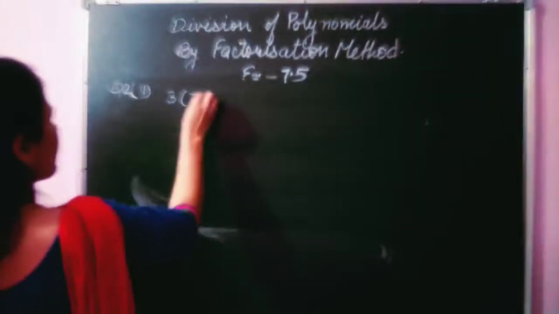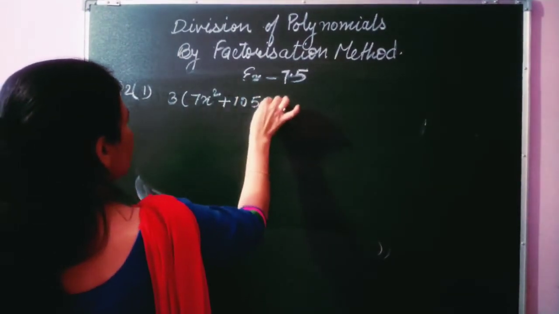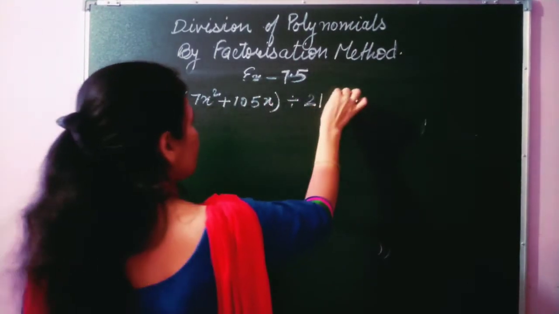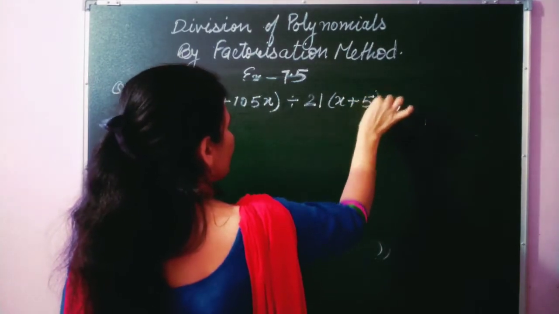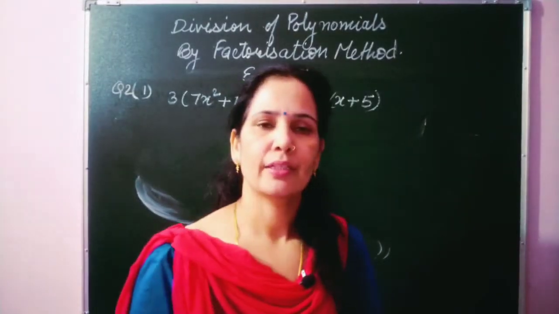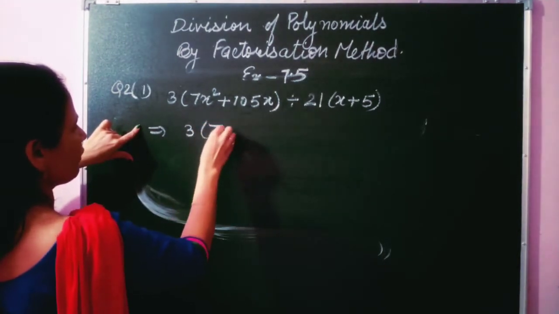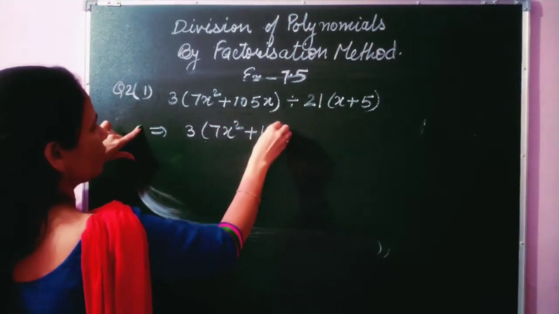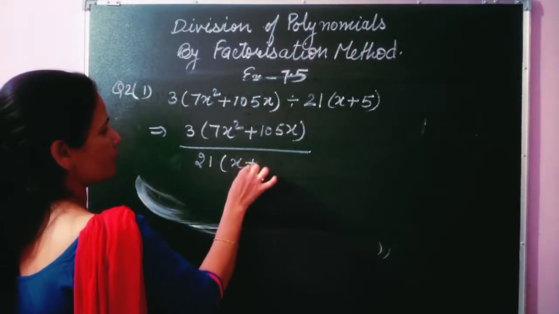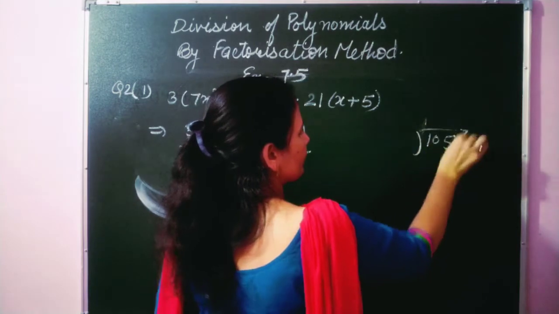3(7x square plus 105x) divided by 21x plus 5. Okay, so first we make the factors and directly we can write it in the form of a fraction. So 3(7x square plus 105x) divided by 21x plus 5. Here I observe 105 can be divided by 7.